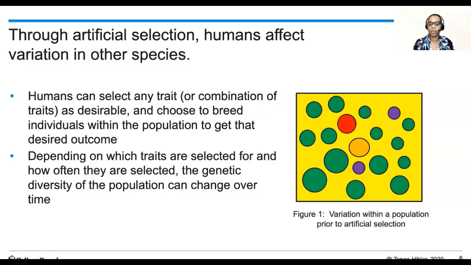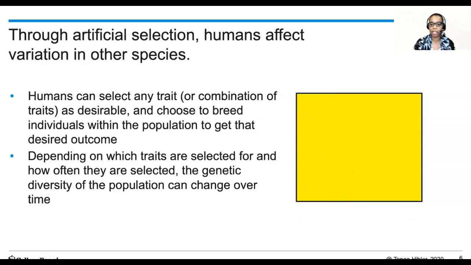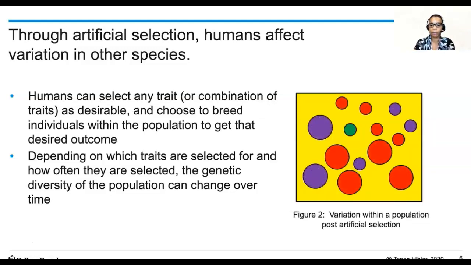So take a look at the traits that you see in the population to the right, and now selection is going to happen, but it's going to happen with the humans choosing, and it looks like they've chosen particular colors and particular sizes. So this is what the population now looks like after artificial selection.